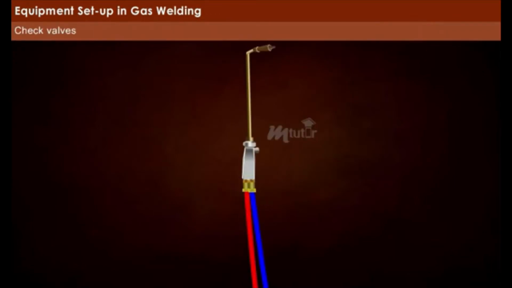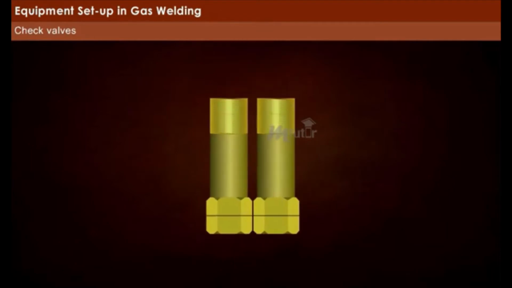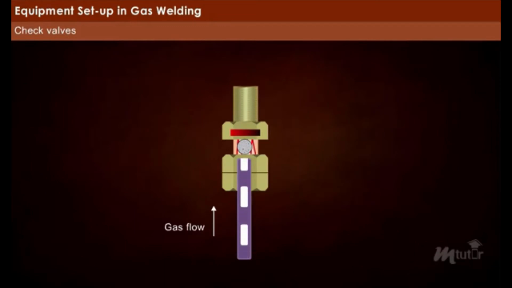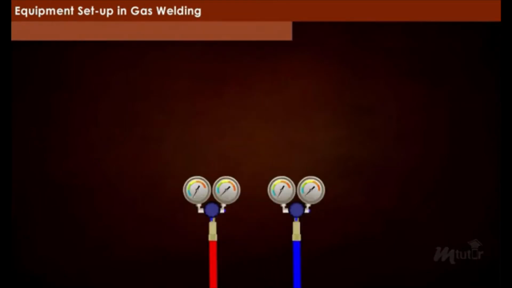Check valves. It is installed between the hoses and torch. These valves are designed to permit the flow of gas in one direction. The purpose of this valve is to prevent the reverse or backflow of the gas with minimal leakage.